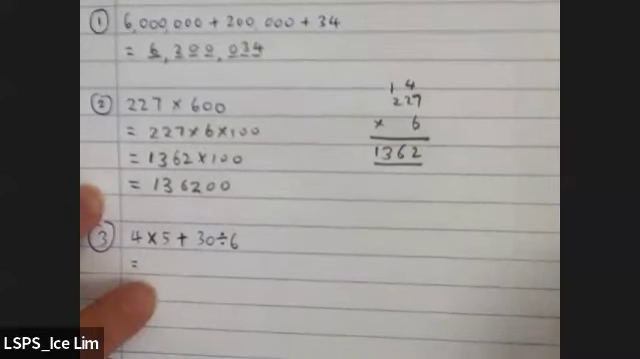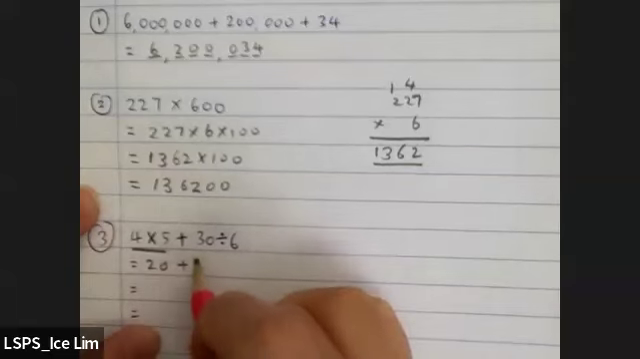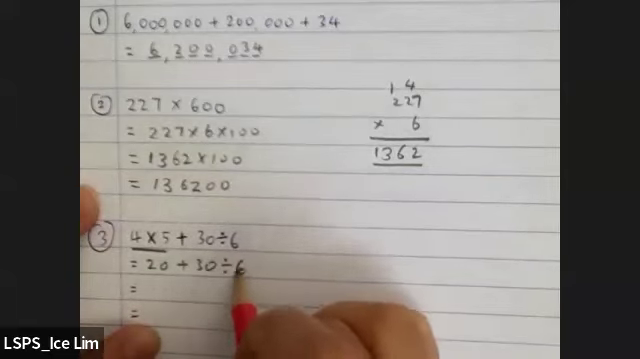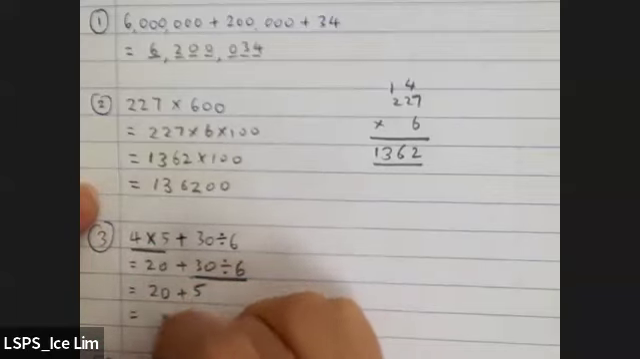Next one, do 4 times 5 first, 20 plus 30 divided by 6. Do 30 divided by 6 next, 20 plus 5, answer 25.